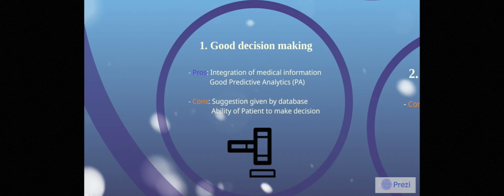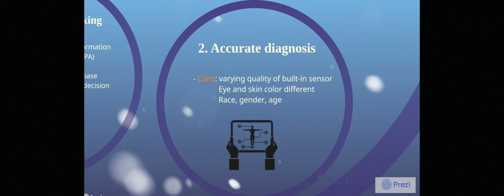However, the suggestion is given by the database. It is not a personalized and effective decision making, and we don't know whether the ability of the patient to make decision is good or bad. The second factor is accurate diagnosis. There are some concerns about the quality of the built-in sensor of smartphone. Moreover, while using camera to capture the eye or skin color for an analysis, the eye color and skin color may vary under different environment, thus leading to inaccurate diagnosis.